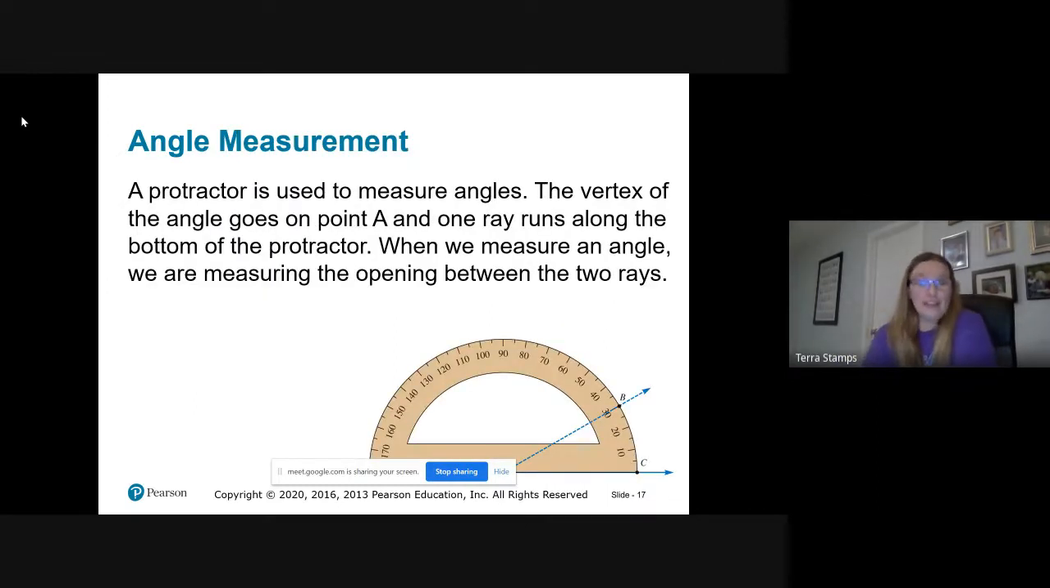Angle measurements. A protractor is used to measure angles. The vertex of the angle goes on point A on the protractor, and one ray runs along the bottom of the protractor. Where the other ray comes out, that's what we use to measure on the protractor. When we measure an angle, we're really just measuring the opening between those two rays. It doesn't matter how long those lines are because they go on forever. It's just about the measurement of the opening.